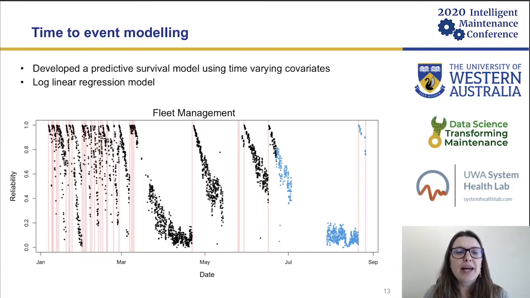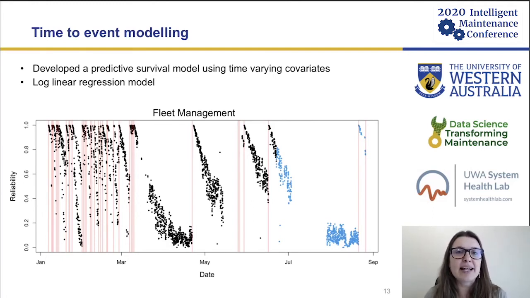In this plot, we have on the y-axis the reliability function of the excavator and the calendar time on the x-axis. The model estimate is based on the excavator condition at time t, and this explains why the reliability function is not a monotonic function. The red lines indicate the events. For the training data shown as black dots, we can see that the reliability function is approaching zero in almost all cases when we are close to the event.